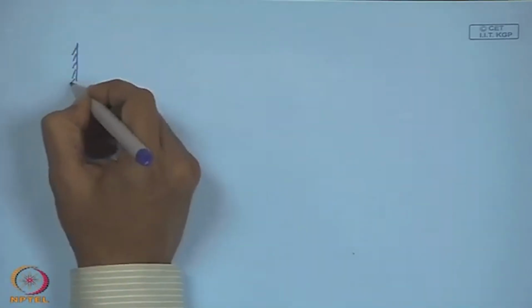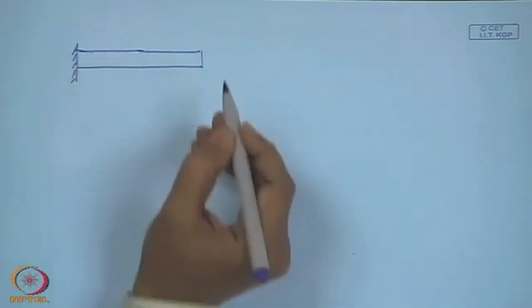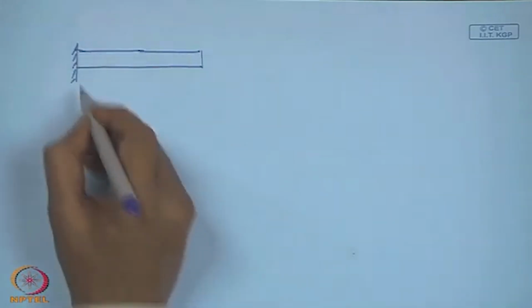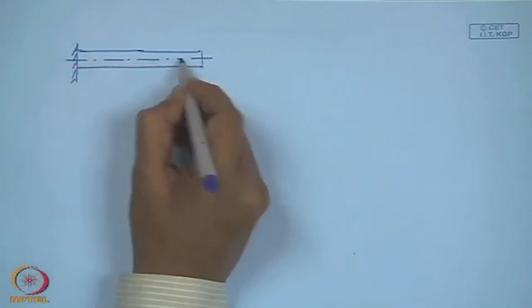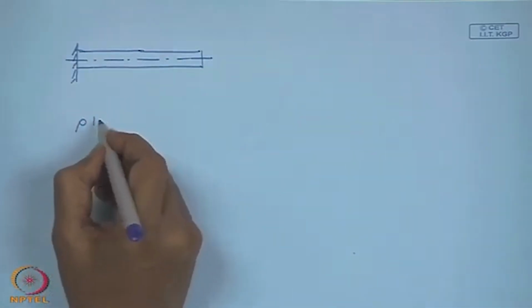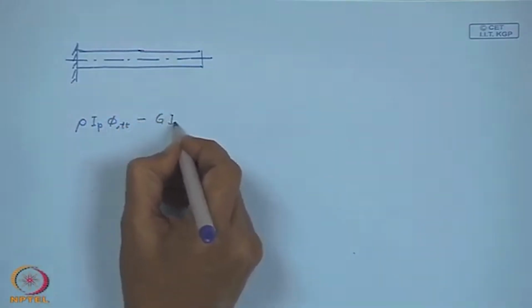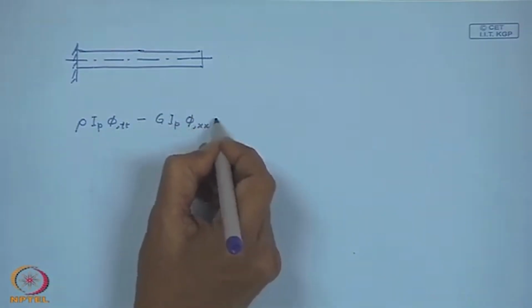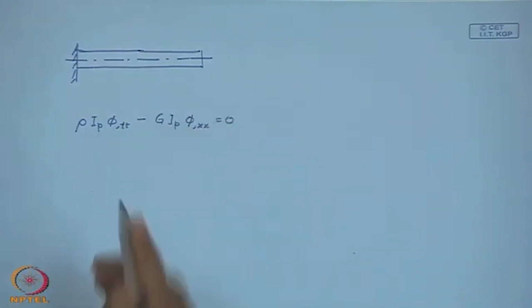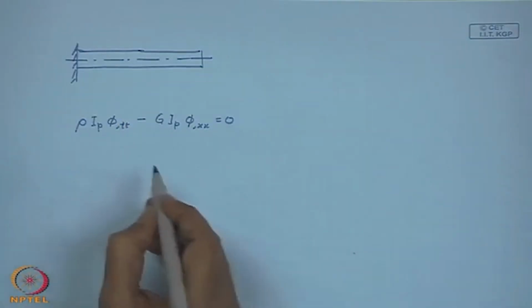Now, let us look at some examples. So, if you have say a uniform bar, then the equation of motion once again simplifies to rho I_p phi_tt minus G I_p phi_xx equal to 0.